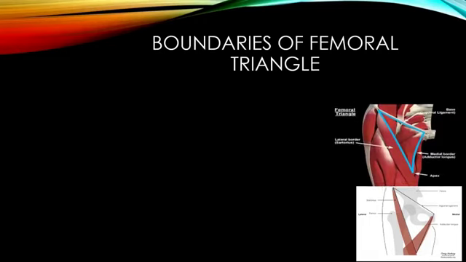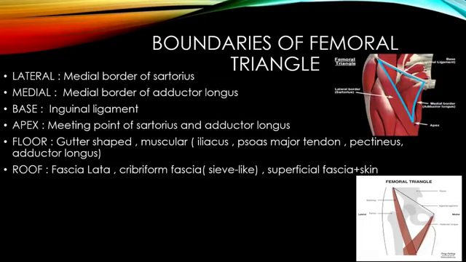Next, let us look into the boundaries of the femoral triangle. The lateral border of the femoral triangle is the medial border of the sartorius muscle, which is marked in blue over here. So this is the lateral side and this is the medial side. This is the sartorius muscle, and this is its medial border, which makes up the lateral boundary of the femoral triangle.